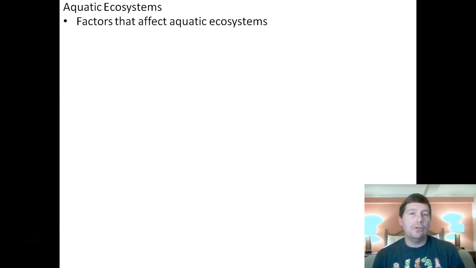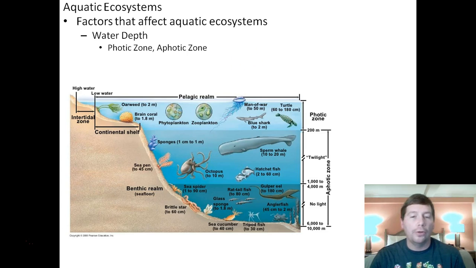Now, there are some major factors that affect aquatic ecosystems. On land, the main factor that affects the ecosystem is the climate. What's the temperature and how much precipitation does the area get? Well, in the water, it's a bit more complex than that. The temperature definitely does affect an aquatic ecosystem, but the amount of precipitation, we don't care, because you're in the water. So the factors that affect an aquatic ecosystem: we need to talk about water depth. This is a huge one. This is probably the most important factor that affects an aquatic ecosystem: how deep in the water you are.